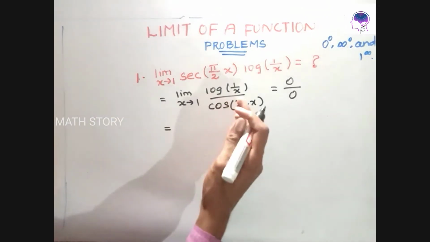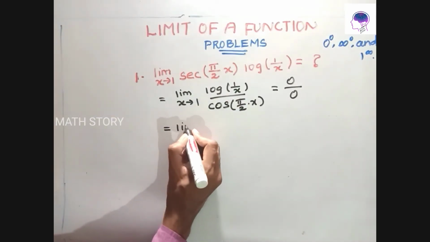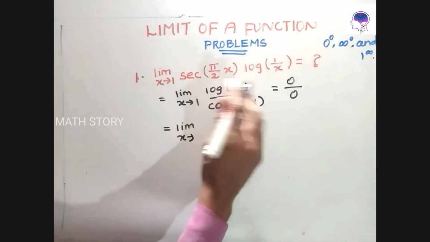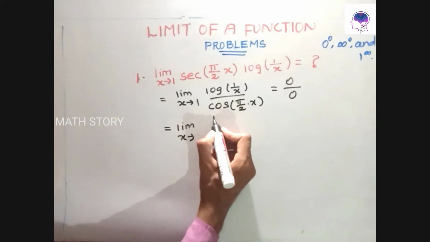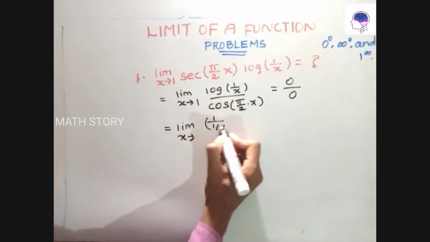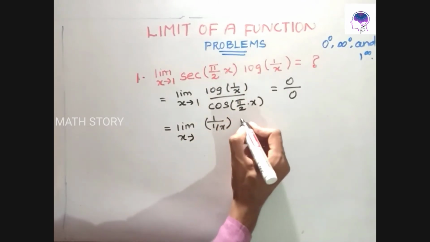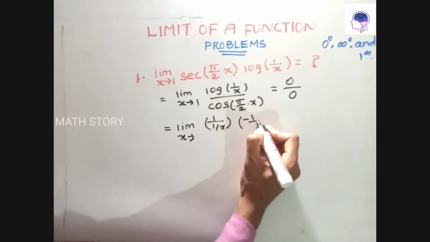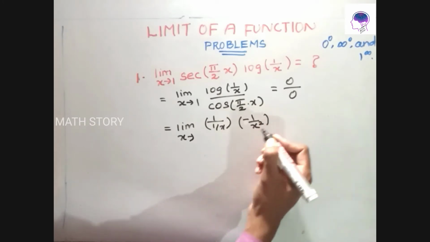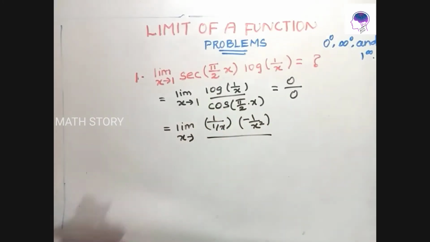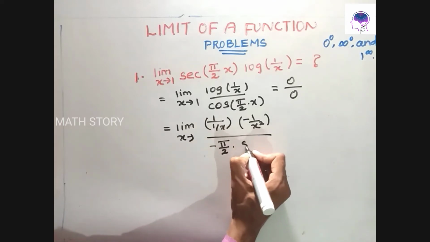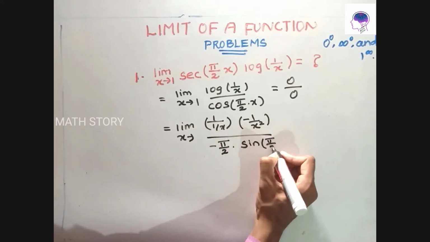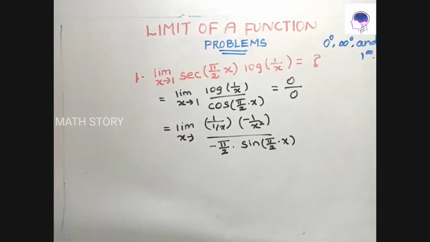Now differentiating numerator and denominator with respect to x. First I'll differentiate log 1 by x, I get 1 divided by 1 by x, and again differentiating 1 by x, I get minus 1 by x square, right? And divided by, differentiating cos pi by 2 into x, we get minus pi by 2 into sine pi by 2 into x, right?